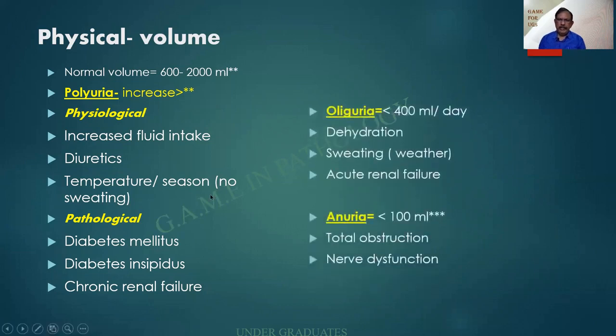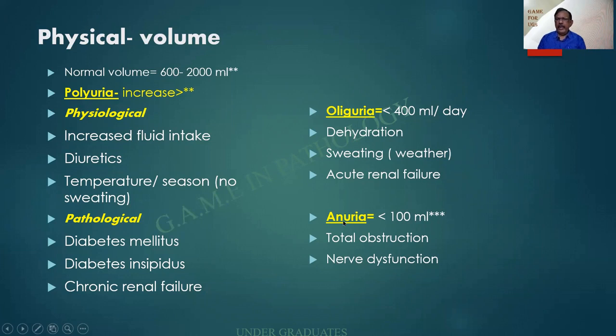Oliguria, this is important. What is oliguria? When the total urine output is less than 400 ml per day. All these questions will be asked in the viva or during the practicals when the examiner comes to you. It can happen in dehydration, sweating, and in acute renal failure.